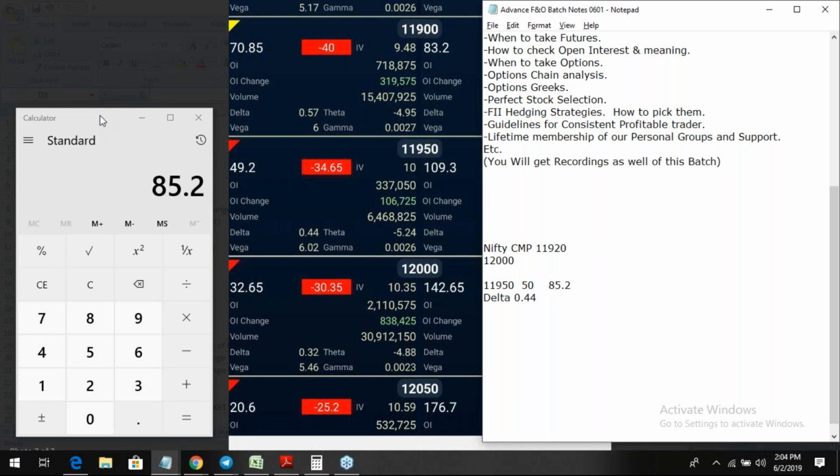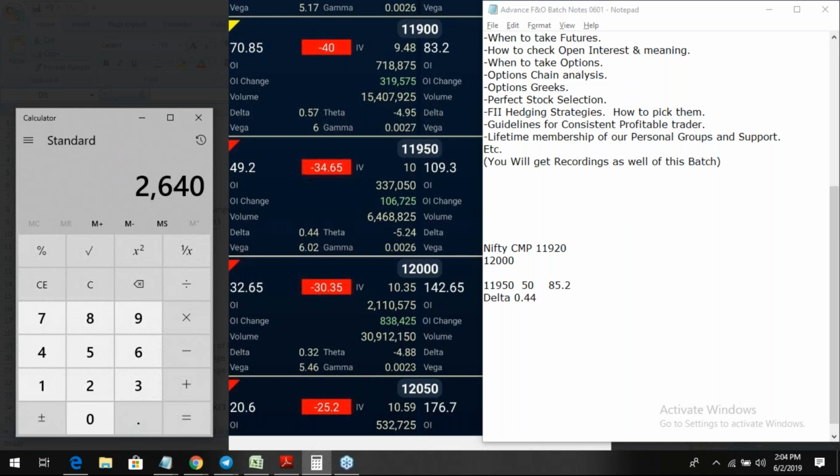How much profit will I get? Minus 50, means 35.2 into 75. My profit will be 2,640, right? Everyone understood what is meant by delta? Any doubt? Quickly ask.